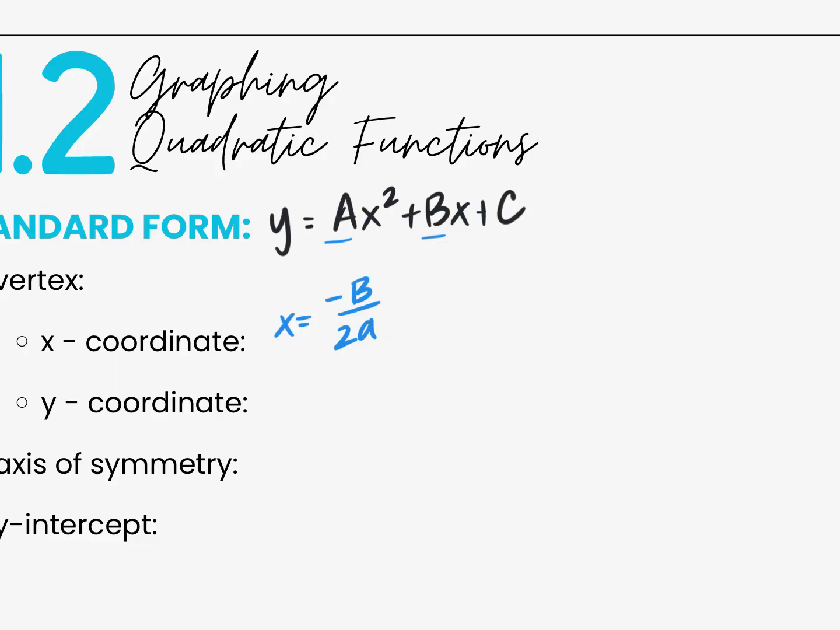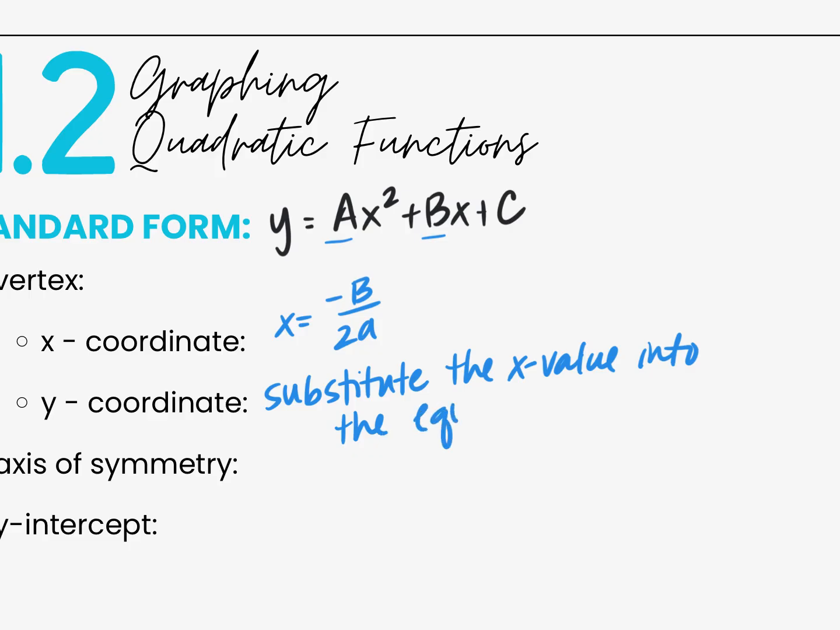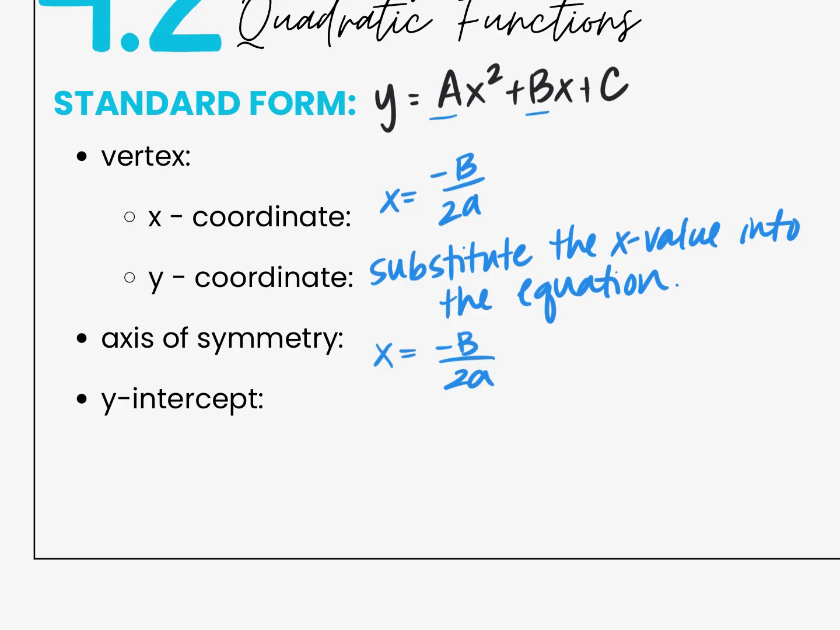To find the y coordinate, we substitute whatever we get for x into the equation. So we do the opposite of b over 2a. Whatever we get for that, we go ahead and plug it in for x into our equation in standard form to get the y value. Okay, the axis of symmetry is the x value of the vertex, which is still that opposite b over 2a.